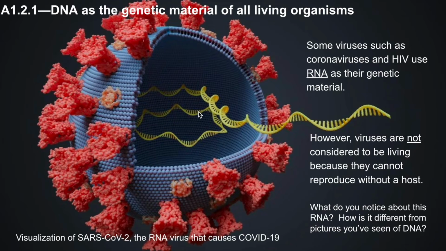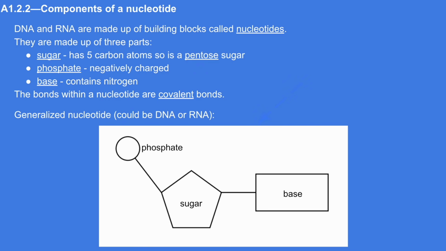This is an example of the SARS-CoV-2 virus, the virus that causes COVID-19. Okay, and note that this is an RNA virus, and RNA is single-stranded, so that's why this visualization shows a single-stranded nucleic acid instead of double, like you have probably seen before. Okay, nucleotides are composed of three parts: a sugar, a phosphate, and a base. Okay, this is generalized. If this was DNA, okay, you would need to make sure that you indicated that the sugar was specifically deoxyribose. Okay, and if it was RNA, you'd need to indicate the sugar is ribose.